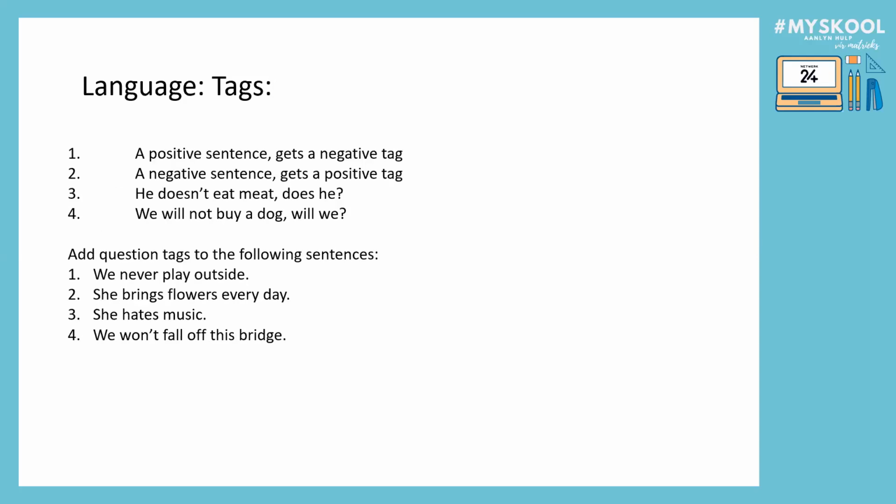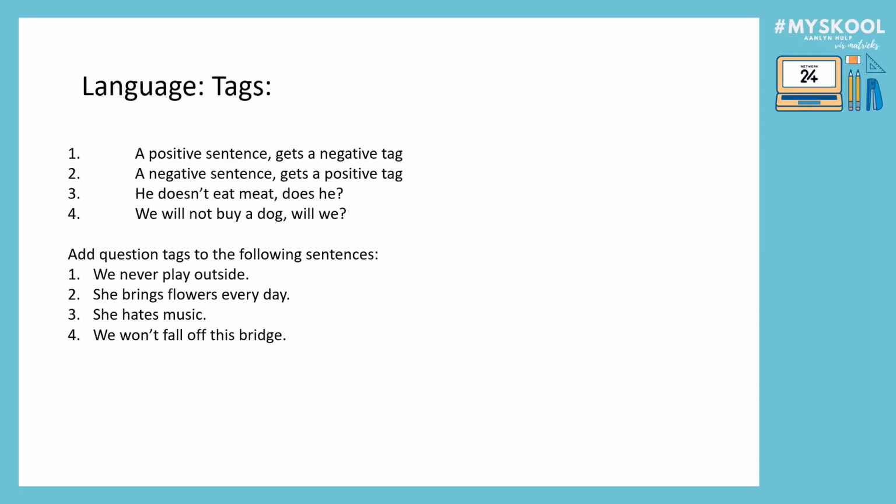Then lastly, let's quickly have a look at question tags. A positive sentence gets a negative tag. A negative sentence gets a positive tag. For example, he doesn't eat meat, does he? Or we will not buy a dog, will we? Now, people, a negative sentence means there's a not in it, a not or a never. It doesn't mean you mean it negatively. Like, I hate you is a positive sentence. I do not hate you is a negative sentence. Okay. The words negative and positive have to do with whether there's a not in the sentence or not, not with whether it enforces a negative vibe or whatever.